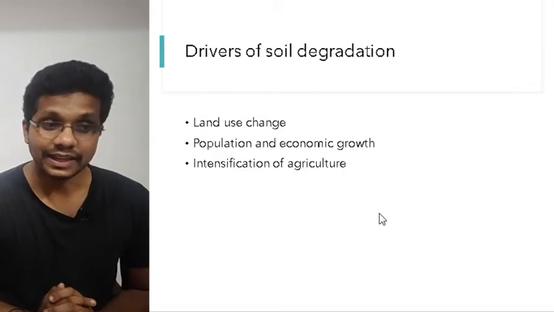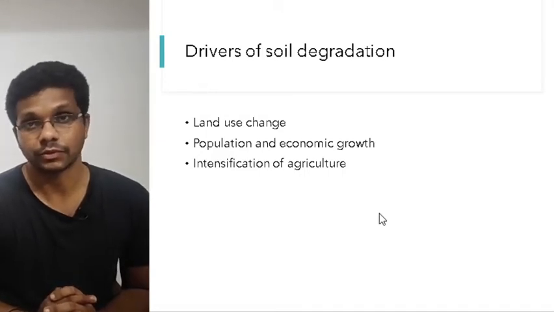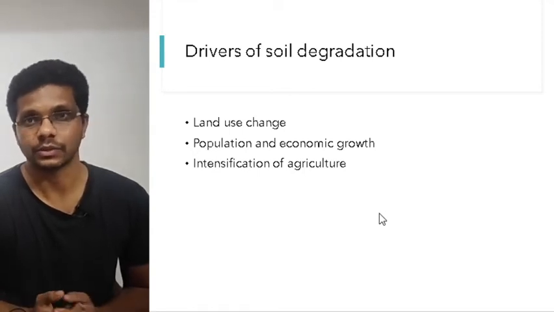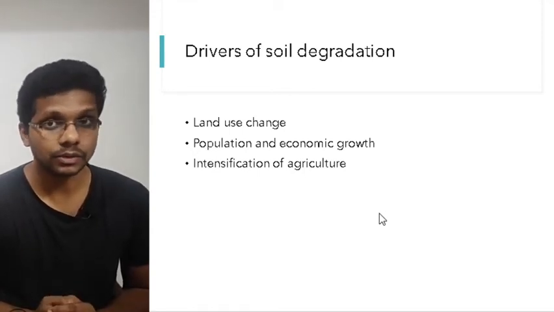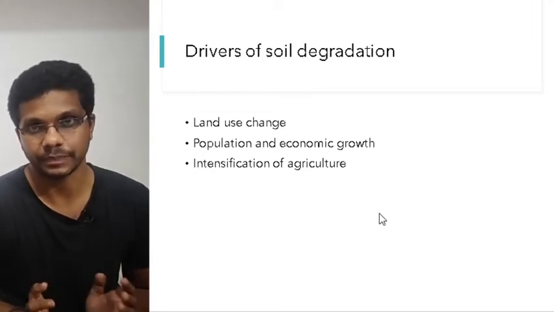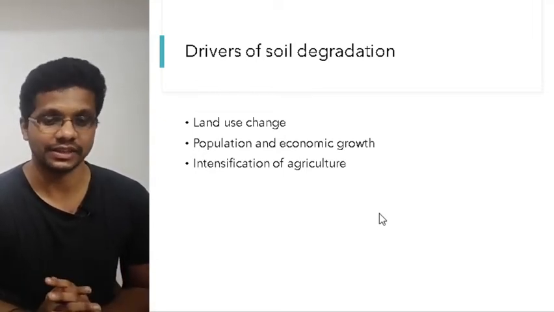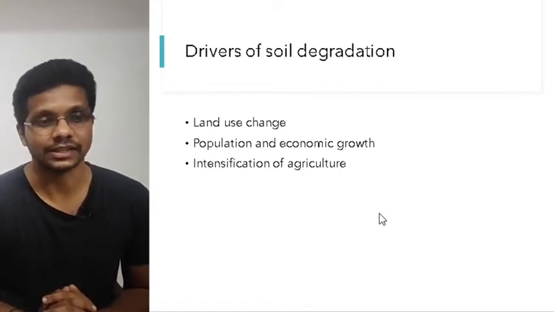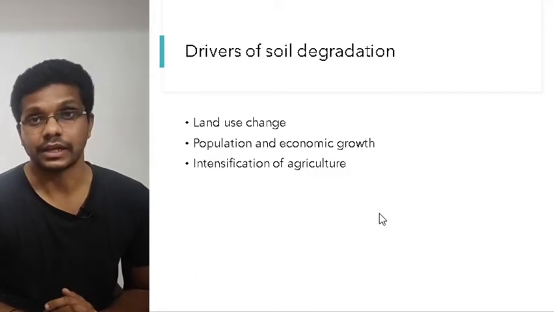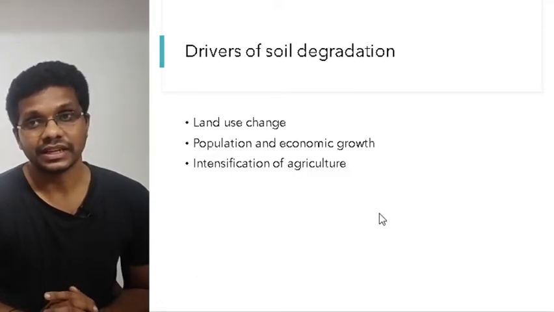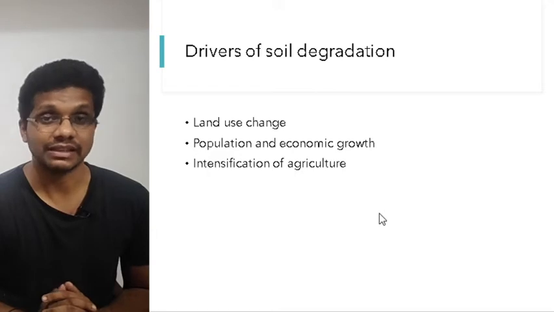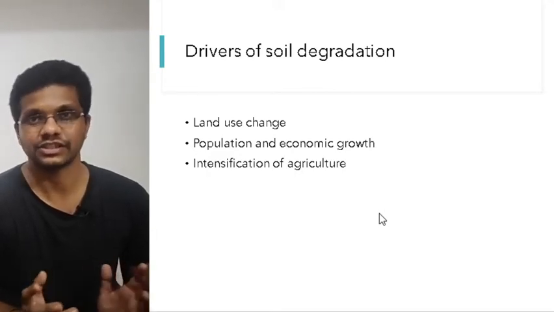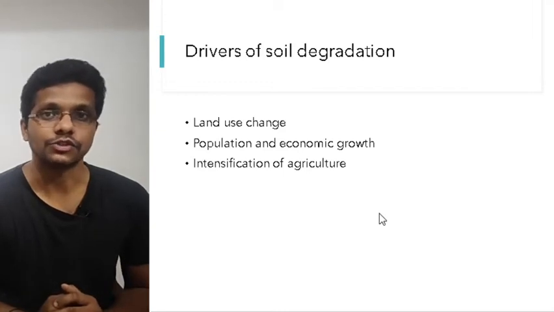Then population and economic growth. For the increasingly high number of population, we need all the facilities including the food. Then the economic growth: for attaining economic growth, we need expansion of urban areas and industrial areas, all of them requiring land. And this acquiring of land leads to the degradation of land and intensification of agriculture. The intensified agriculture uses huge amounts of fertilizers and cropping practices, systems and machineries, and this leads to the degradation of the soil.